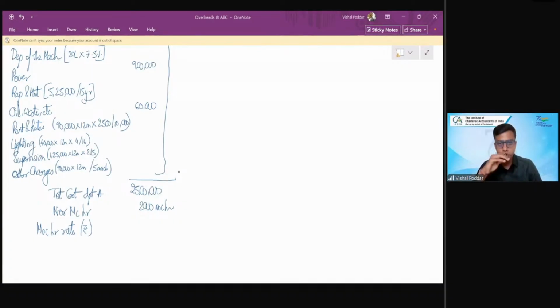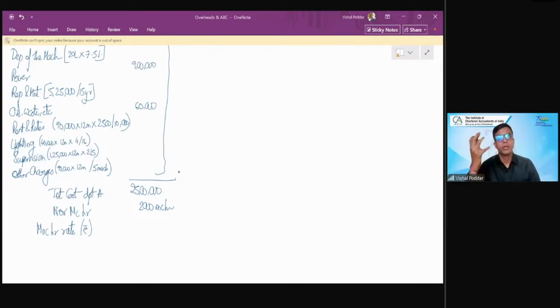I have some inputs from students. Ishant is saying, sir, what if depreciation is given as a total and there are more than one asset in each department? Then you divide it in the ratio of value. Recall what we learned in primary distribution, Ishant. That is what we are doing here.